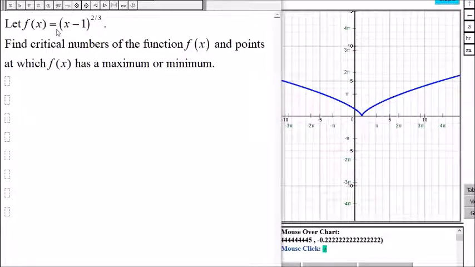Here we have the function f of x equal to (x minus 1) to the 2/3, and this is what the graph looks like. And we want to find the critical numbers, and again, the definition of a critical number is where the derivative is equal to 0, or the derivative is undefined or does not exist.